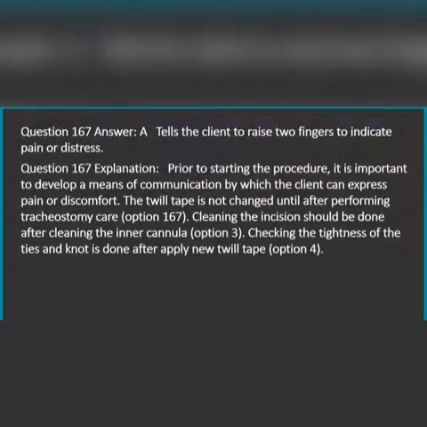Question 167. Answer: A. Tells the client to raise 2 fingers to indicate pain or distress. Explanation: Prior to starting the procedure, it is important to develop a means of communication by which the client can express pain or discomfort. The twill tape is not changed until after performing tracheostomy care. Option B. Cleaning the incision should be done after cleaning the inner cannula. Option C. Checking the tightness of the ties and knot is done after applying new twill tape. Option D.